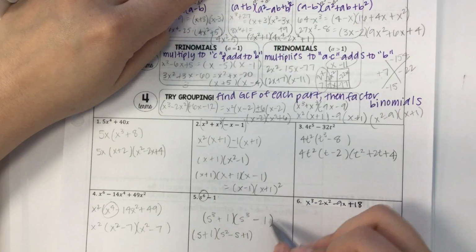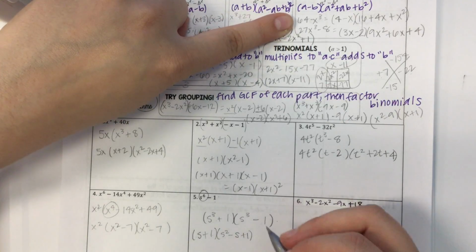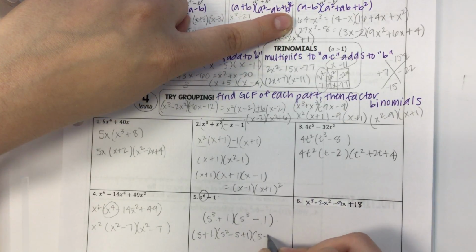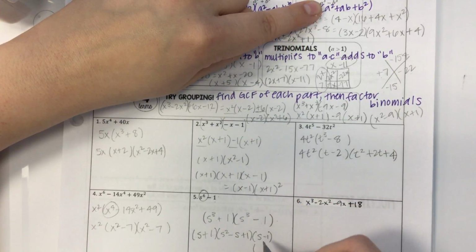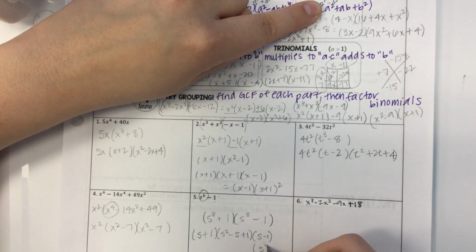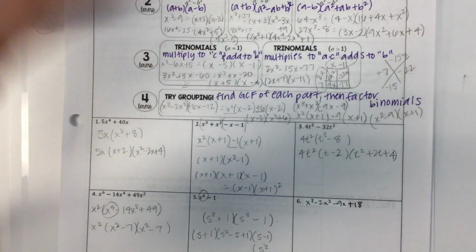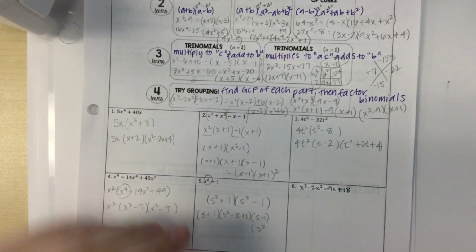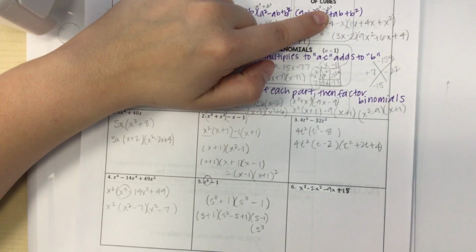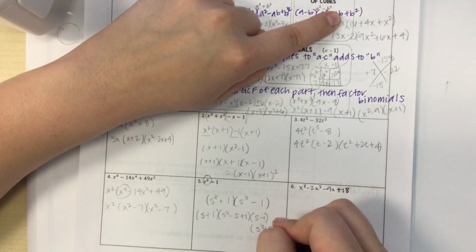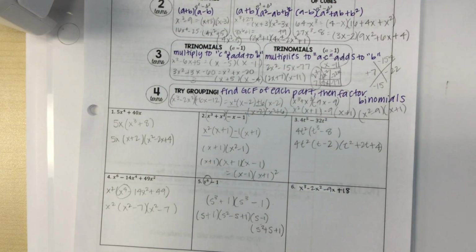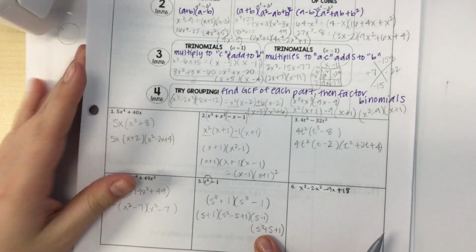Okay, then we're going to do this guy, a minus b, so s minus 1 times a squared, so s squared. I'm trying to make it so you can see what I'm doing with everything here. Okay, plus ab, so plus 1 times s, which is s, plus b squared, which is 1. Now, we have completely factored it. We are done. That's all that you had to do with that one.